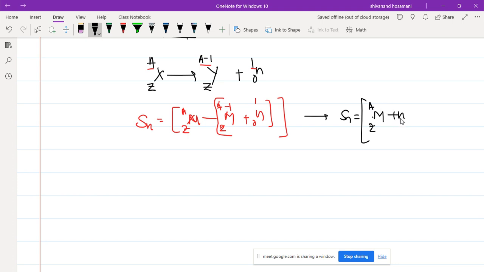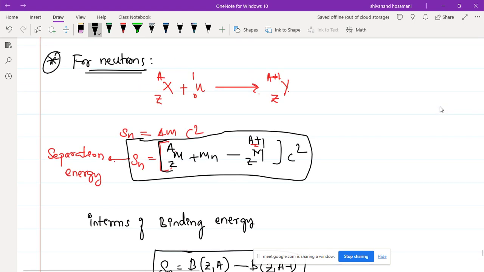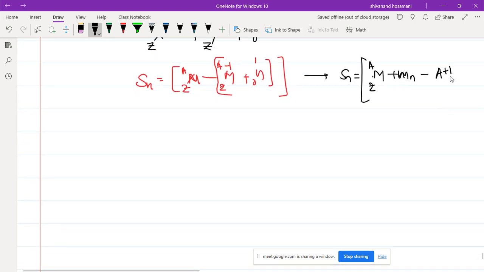Plus neutron mass, that is the mass of the neutron, minus times of A plus 1. And I had written that one as plus 1, right? Yes. A plus 1 with mass number M with A.